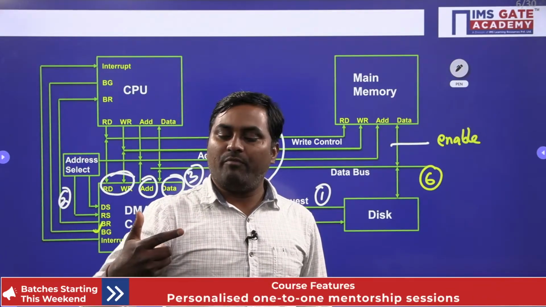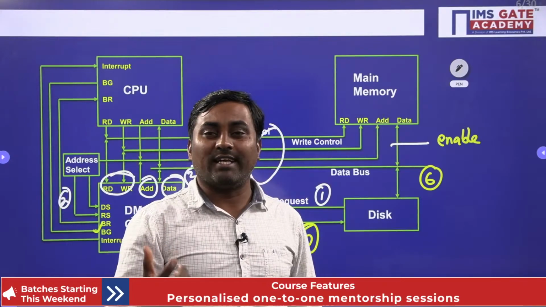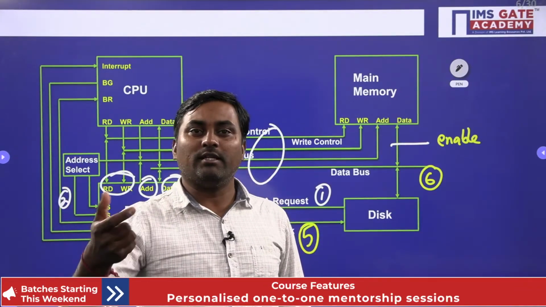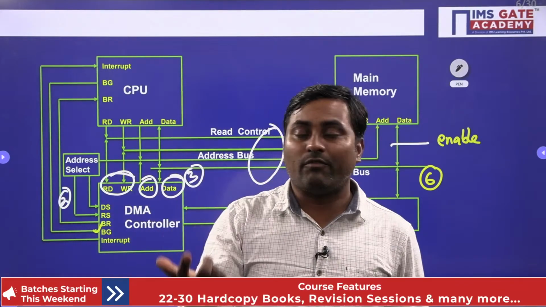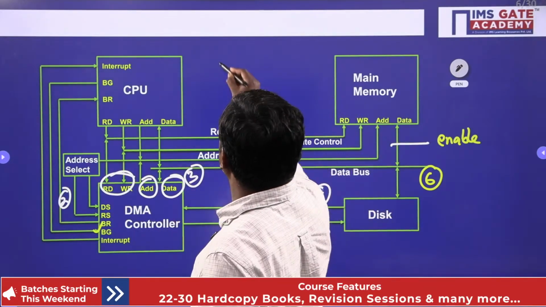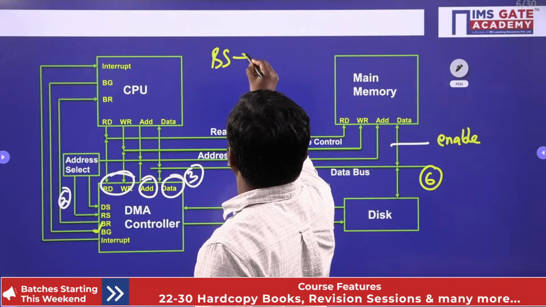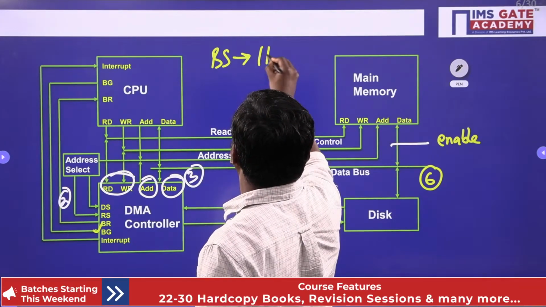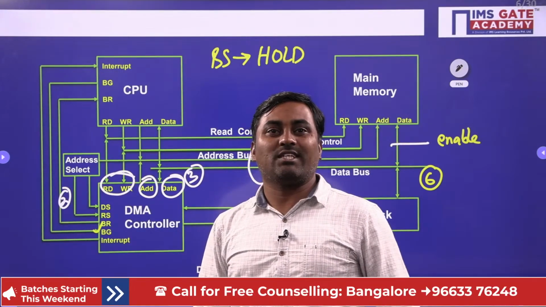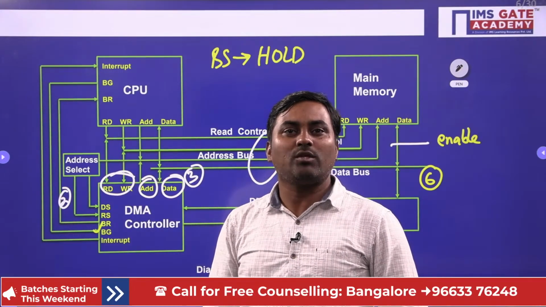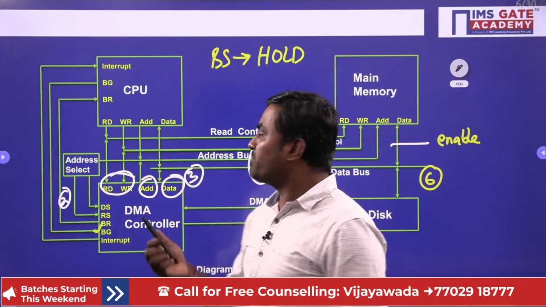The second step is that the DMA controller puts a request to the processor saying that it needs the system bus. That goes in terms of a bus request. This bus request signal is also known as the HOLD signal. So we call the DMA controller's signal HOLD. The HOLD signal is a bus request.